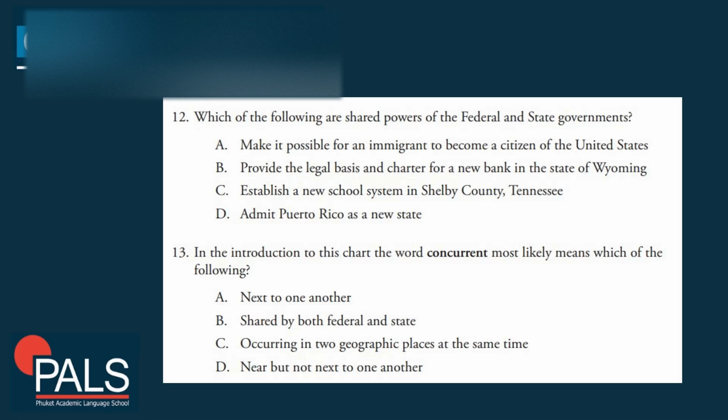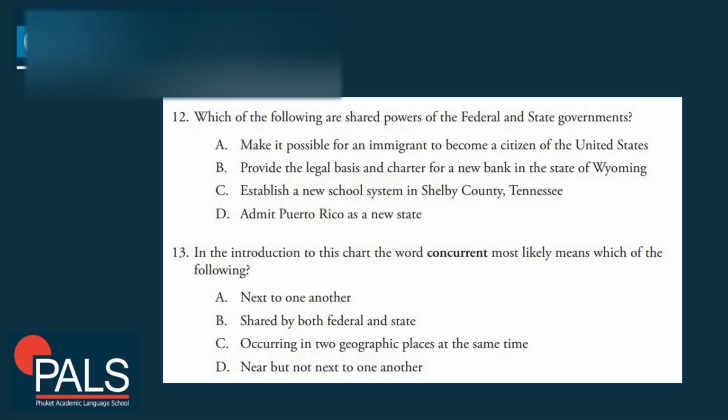A and D are solely powers of the federal government. Immigration and admitting new states would be a federal task, and C is a local task. It would have nothing to do with the federal government. School systems are under the state and local level control.